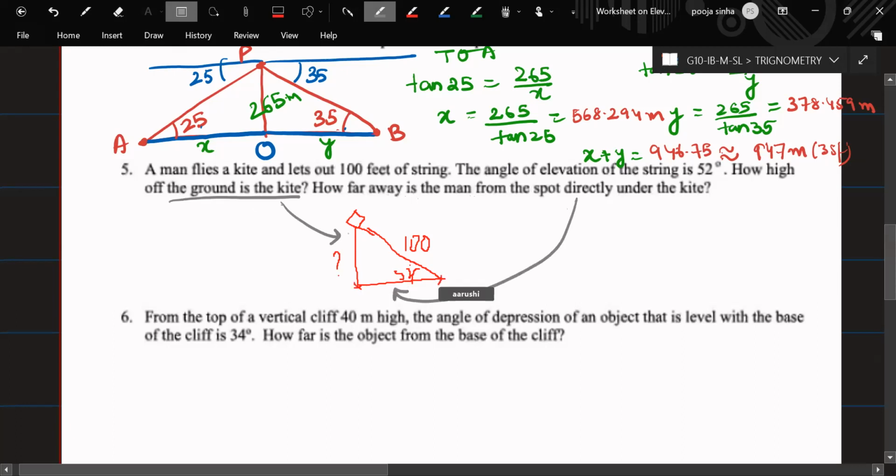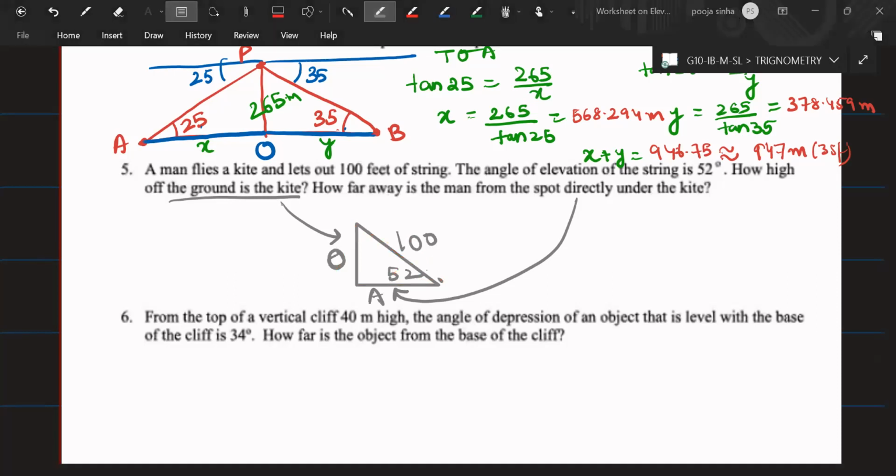This is your diagram. This is 100. This we don't know, opposite and adjacent. This is 52 degrees, correct? So we are going to find out these two things. I hope it's clear. The kite is here. Can we move ahead?